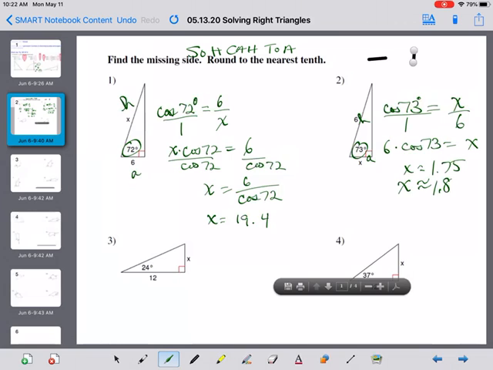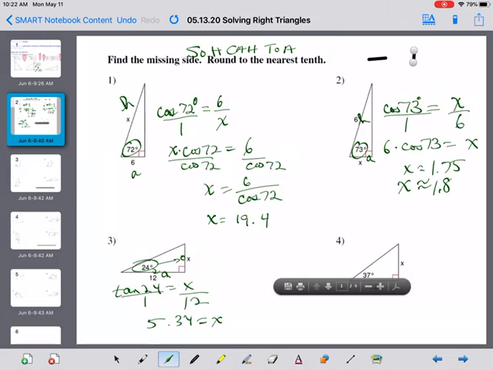Okay, number 3. So we can circle the 24. With respect to that, the x is the opposite leg and the 12 is the adjacent leg. So O over A, tan 24 equals x over 12. And then cross multiply. 12 tan 24 equals x. 5.34 equals x.